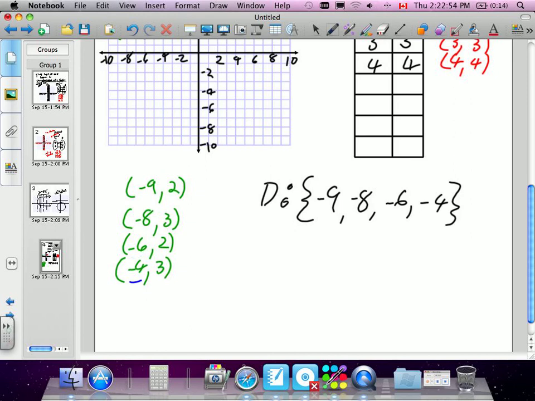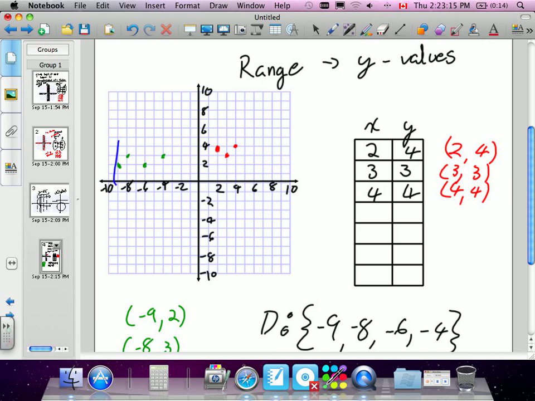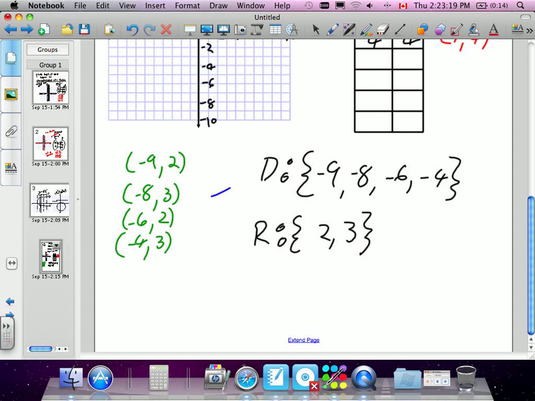They've given us those points. What would our range be? 2 and 3. I don't actually have to repeat 2 and 3, 2 and 3, because they are still the same points. So I only have to put 2 and 3. Now, would this represent a function? Does it pass the vertical line test? Yeah, it passes the vertical line test, so we're okay. This is a function. This is the domain, and this is the range of that function.